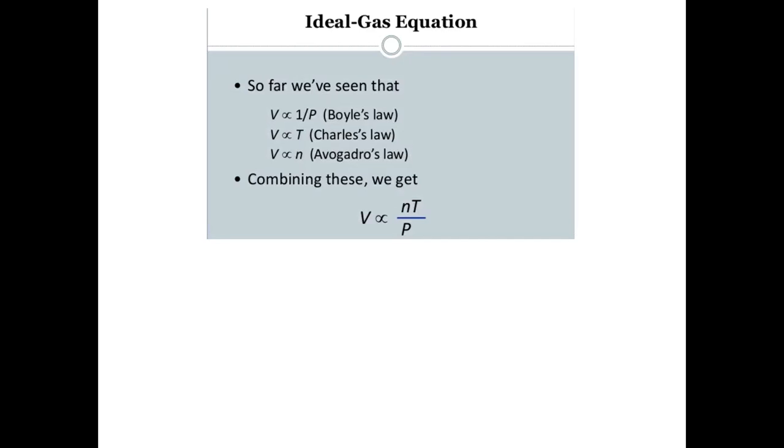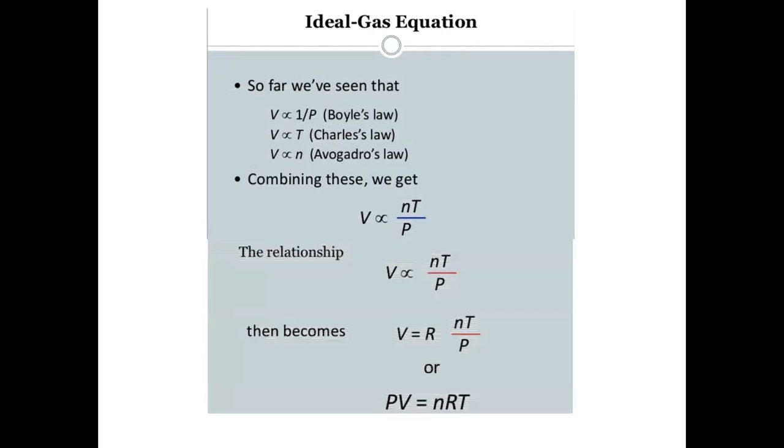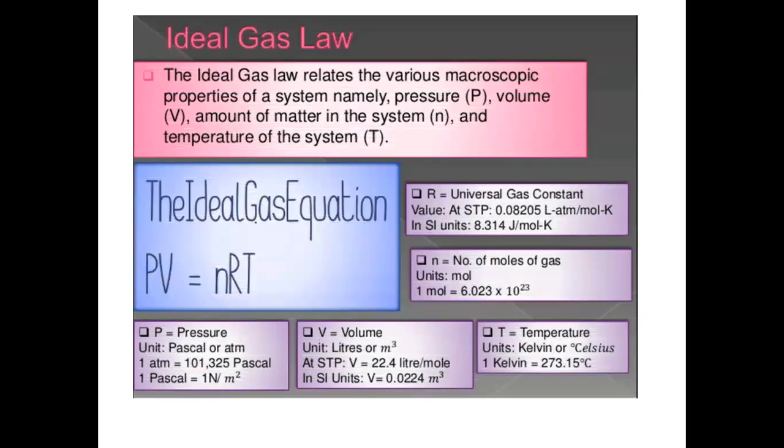So according to the ideal gas equation, we get the relation PV equals nRT, which I've already discussed with you, but I still want to tell you again so that you can understand the concept clearly. So PV is equal to nRT. Here, this ideal gas law relates various macroscopic properties such as pressure, volume, amount of matter in the system, and the temperature of the system.